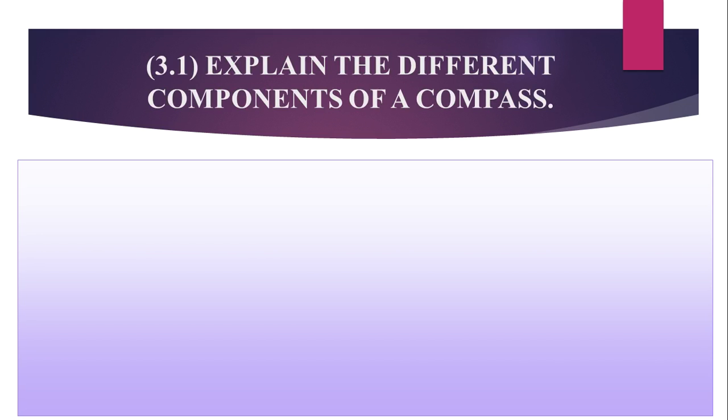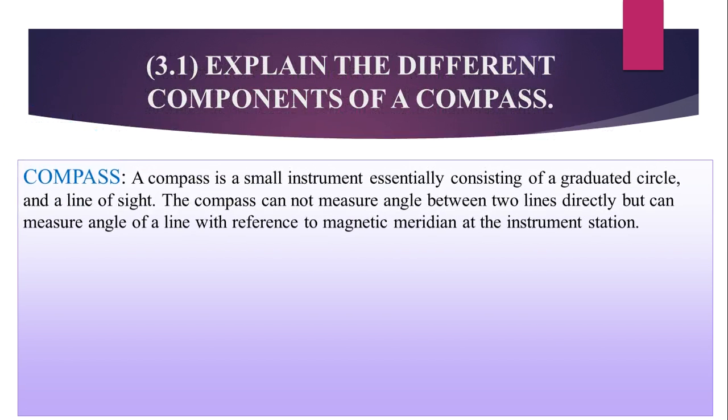Question 3.1. Explain the different components of a compass. A compass is a small instrument essentially consisting of a graduated circle and a line of sight. The compass cannot measure angle between two lines directly, but can measure angle of a line with reference to magnetic meridian at the instrument station.